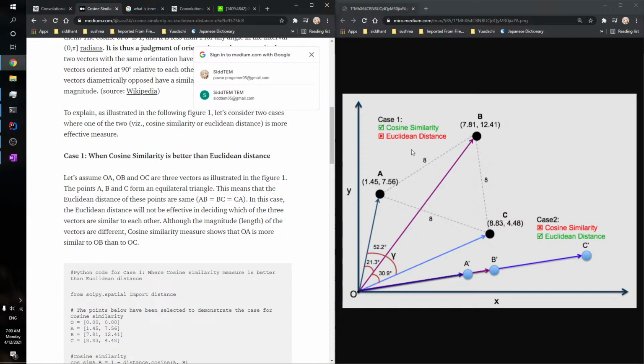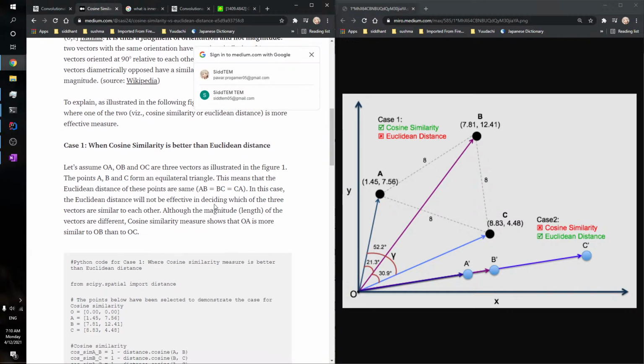Points A, B, and C form an equilateral triangle. This means the Euclidean distance of these points are the same. In this case, the Euclidean distance will not be effective in deciding which of the three vectors are similar to each other. Although the magnitude length of the vectors is different, cosine similarity measure shows that OA is more similar to OB than to OC.